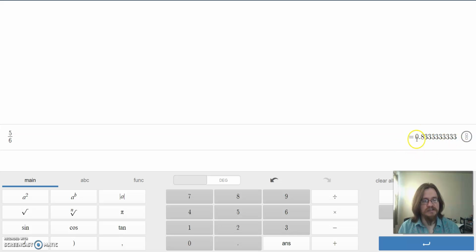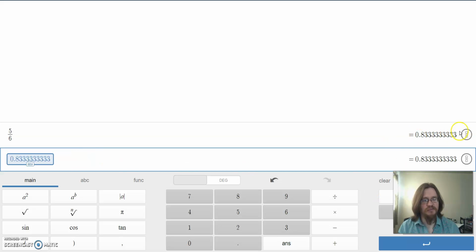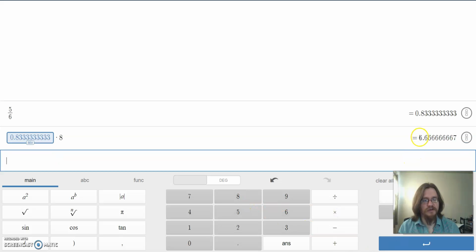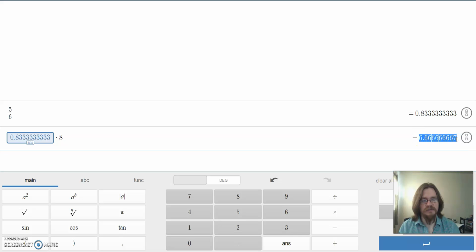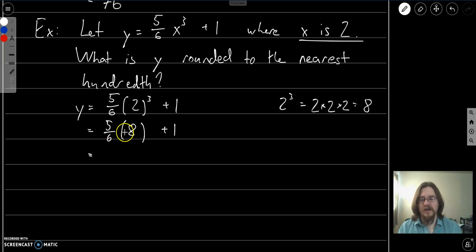So this is 5/6. The way that I can get 5/6 on the next line is I can click answer. What this does is it takes the previous line and sticks it here. So this is my 5/6, and I can take this times 8. I hit enter, and this is what 5/6 times 8 is. It's going to be 6.6666666 forever, and it looks like it's rounded here.